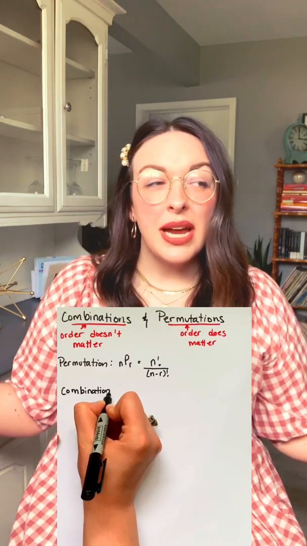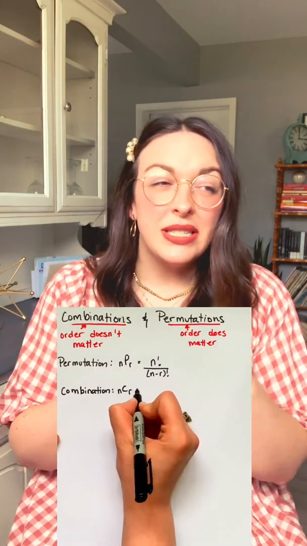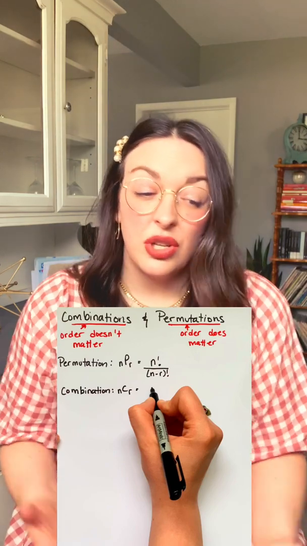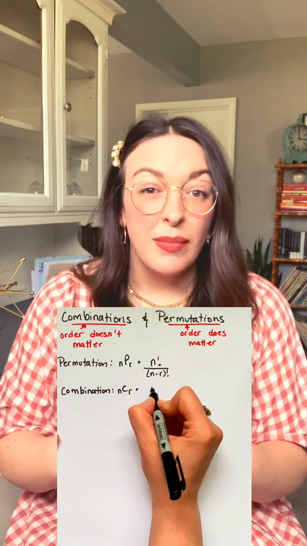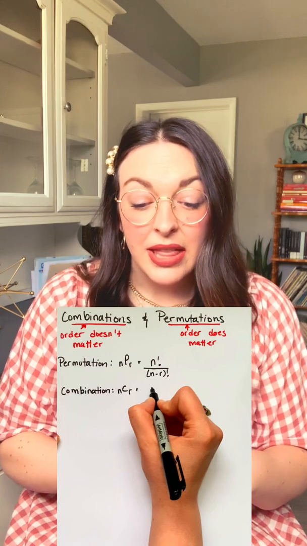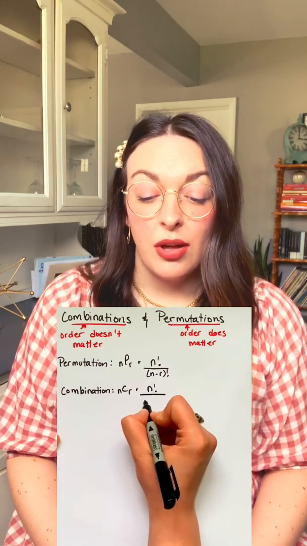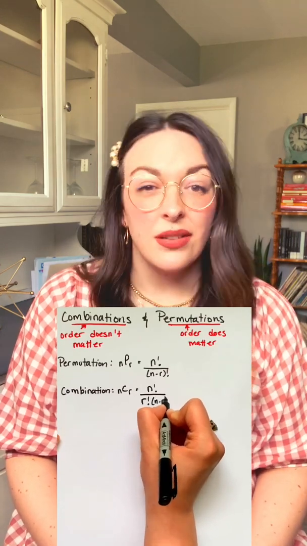If I just want to do any sort of combination, so this is where order doesn't matter in which way you order things, that you can just take any combination of 5 things, then that's nCr, or n choose r, and that would be n factorial over r factorial times n minus r factorial.